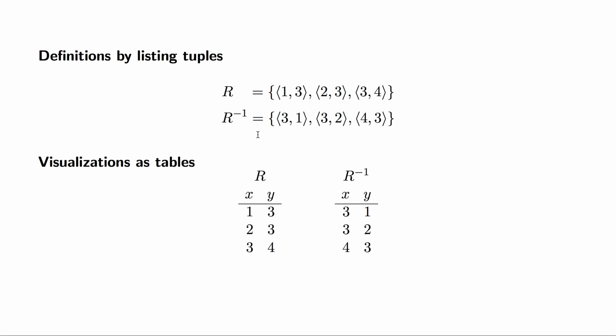The same relation could be defined as a set of tuples, and these are the particular tuples that belong to the relation. To form the relation R inverse, I'm switching around the components of the tuples. So the tuple 2, 3 becomes 3, 2.